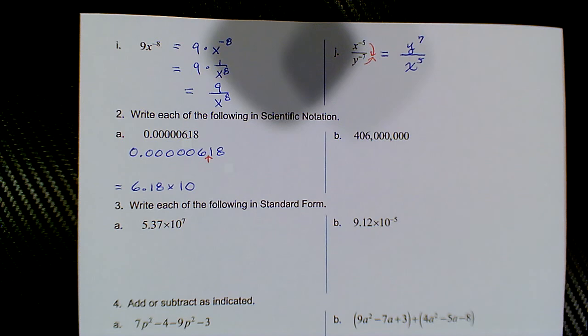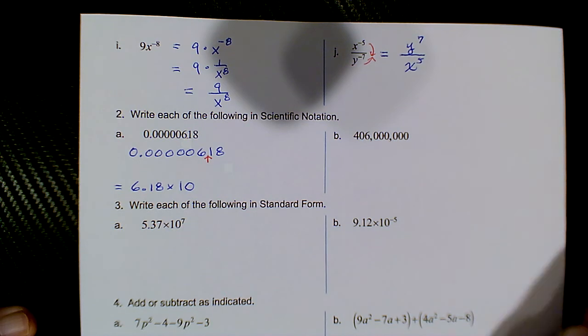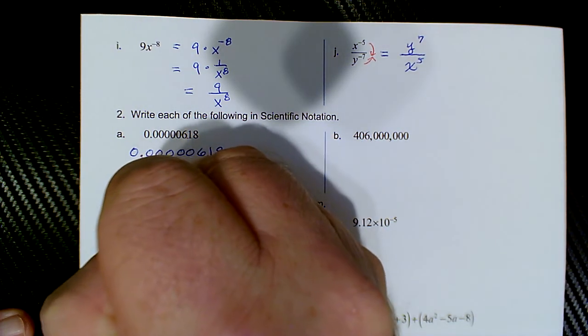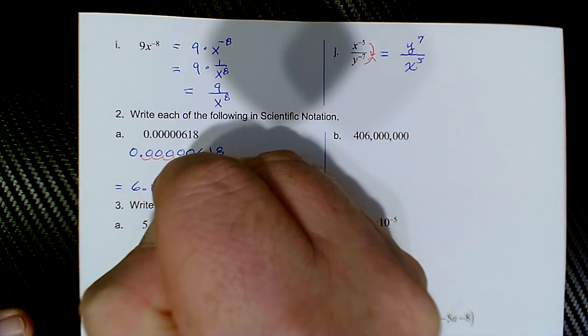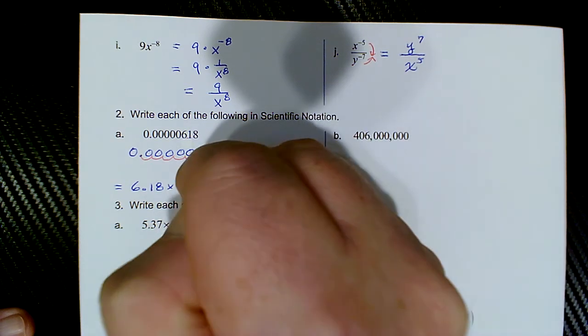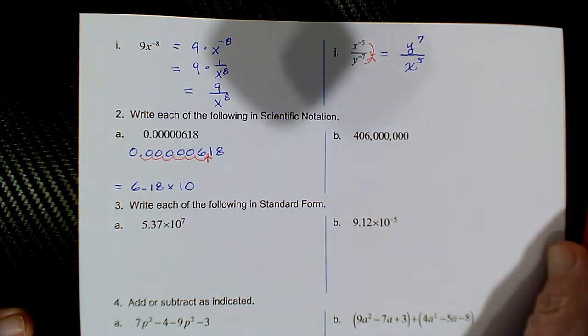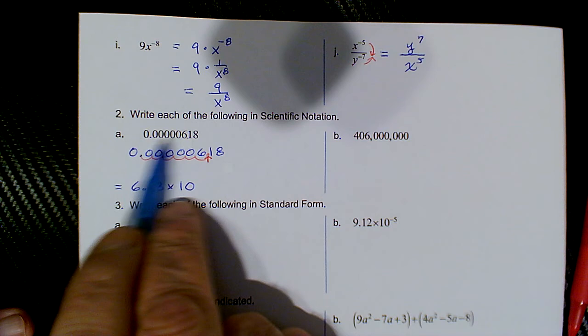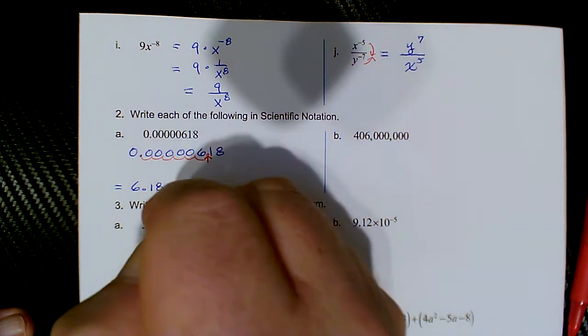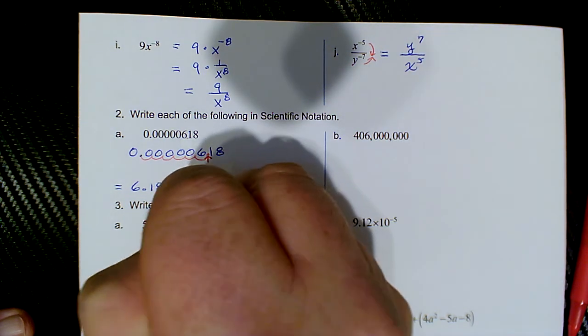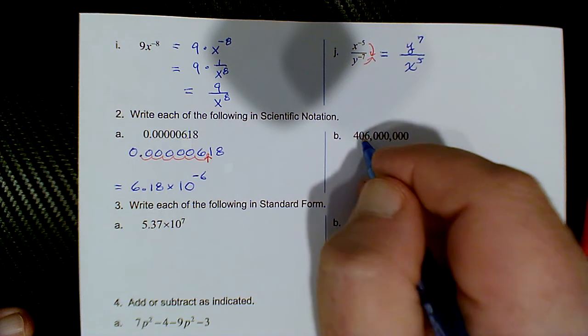And that power is determined by counting how many places we move the decimal point to get to the position where our arrow is. And so we count the places. I'll use little loops here. 1, 2, 3, 4, 5, 6 to get to this position. But recall that if the number is less than 1, the exponent on that base of 10 will be negative. So therefore negative 6.